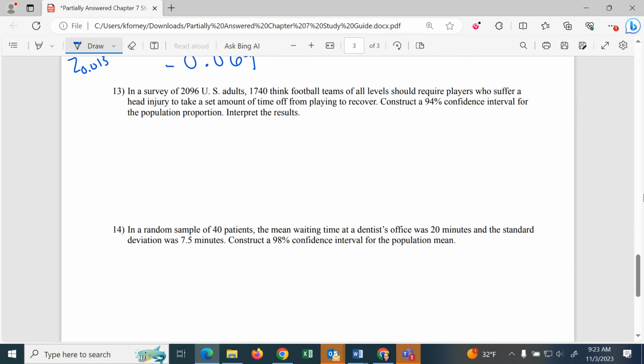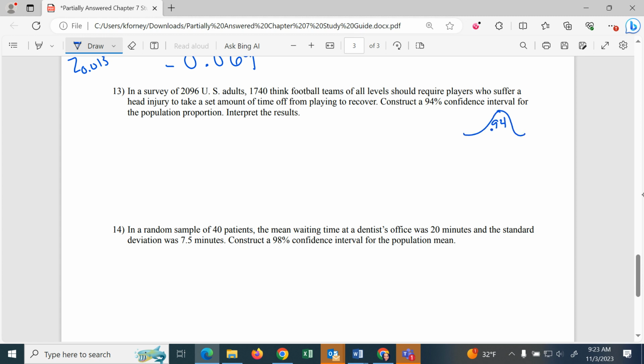So looking at 13, in a survey of 2,096 U.S. adults, 1,740 think football teams of all levels should require players who suffer head injury to take a set amount of time off from playing to recover. Construct a 94% confidence interval for the population proportion.